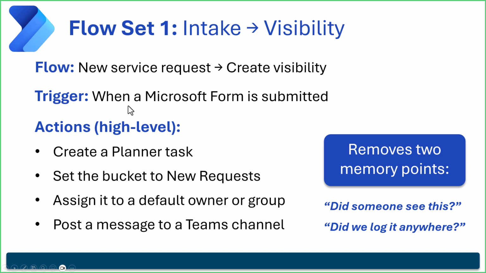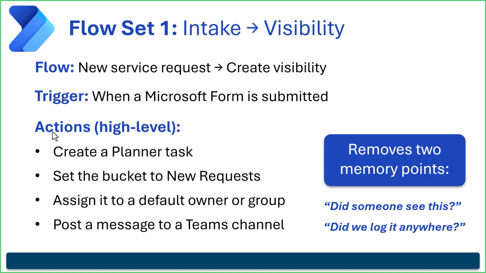The trigger is going to be when a form is submitted. Somebody accesses the form, could be from a QR code or it's shared in Teams or even just email. Somebody's going to fill that in, they hit submit. Immediately, the automation starts. Actions, the high level of this, we want to remove two memory points, right? Did someone see this? And then did we log it anywhere? Yes, because it's going to create a Planner task.